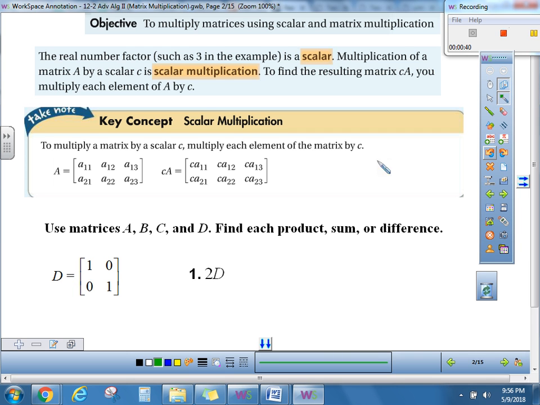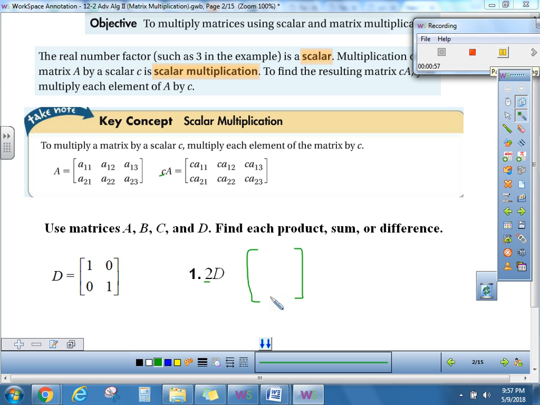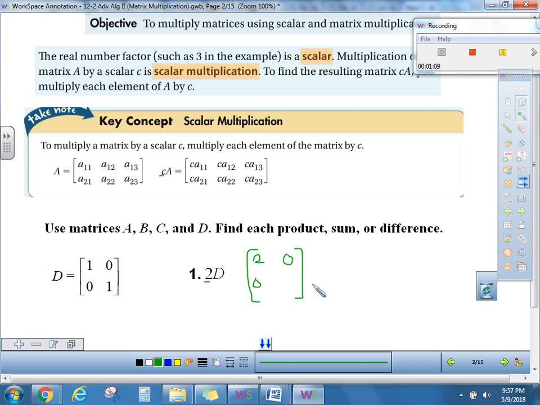Alright, so if we look at this example here, to multiply a matrix by a scalar, all we're doing is taking that scalar C and multiplying it by whatever you have for a matrix. So in this example, we have the matrix D, and we're going to multiply D by 2. So all we're going to do is multiply every element of D by 2. So the first one, 1 times 2 is 2, 0 times 2 is 0, 0 times 2 is 0, and 1 times 2 is 2. So that's all we're doing here. Super simple. We just multiply by 2 for every element.